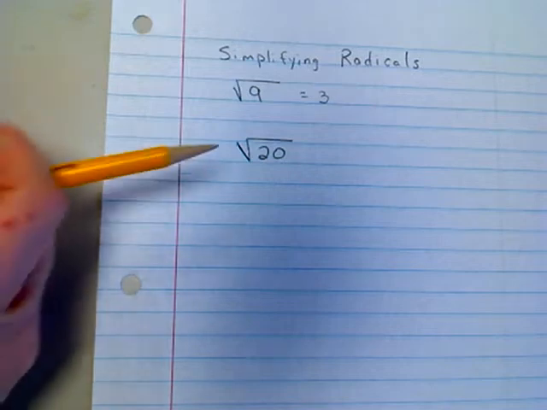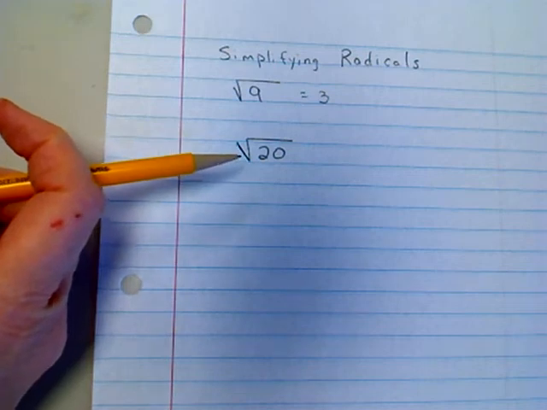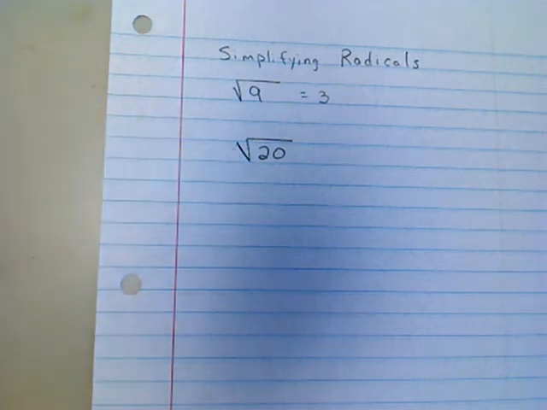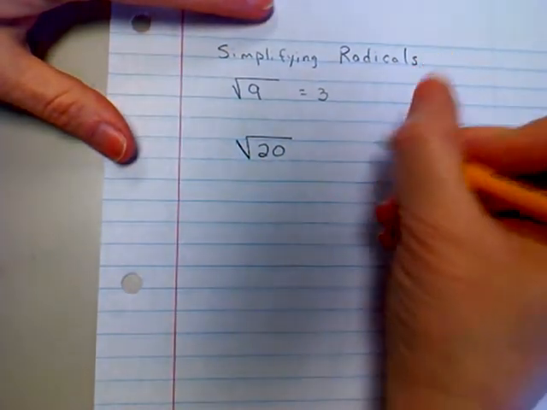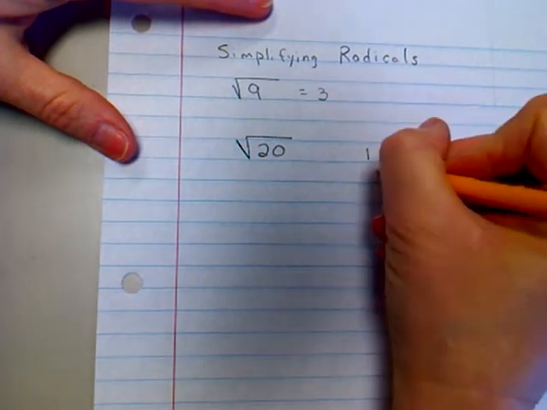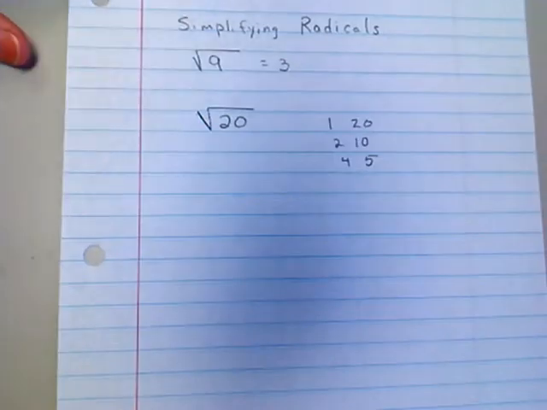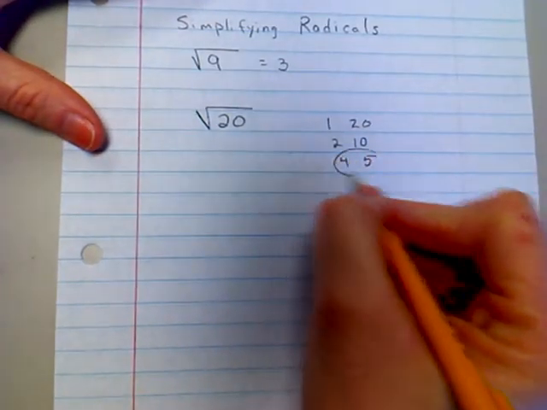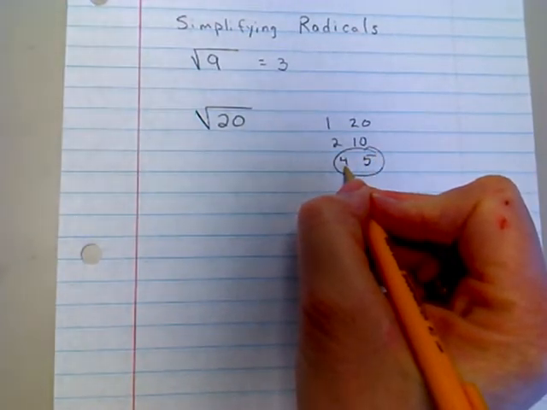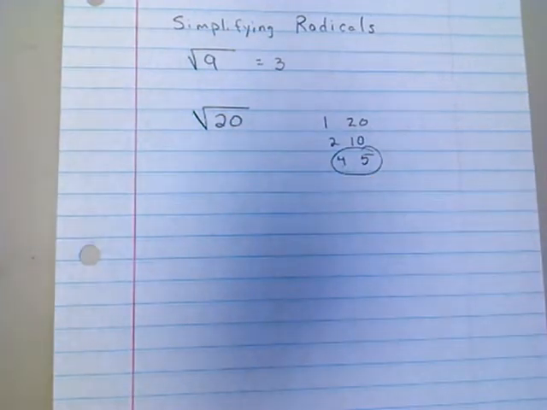What I'm going to do is I'm going to break this down into its factors. Factors are the numbers we multiply to get something. So the factors of 20 are 1 and 20. We could do 2 and 10, or we could do 4 and 5. I'm going to pick 4 and 5 because 4 is a perfect square, and that's what I'm looking for. I'm looking for a number that goes into that that's a perfect square.